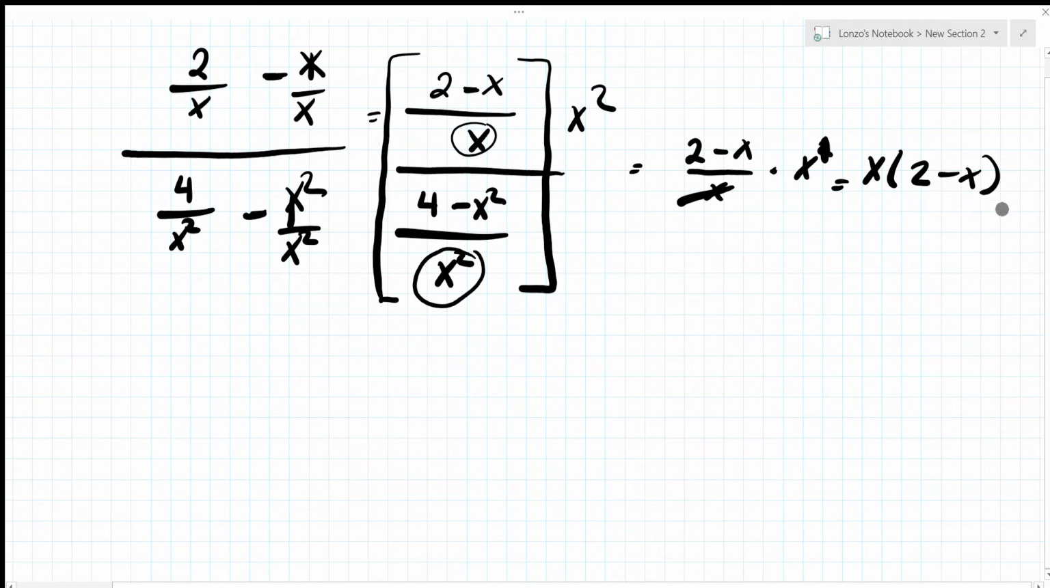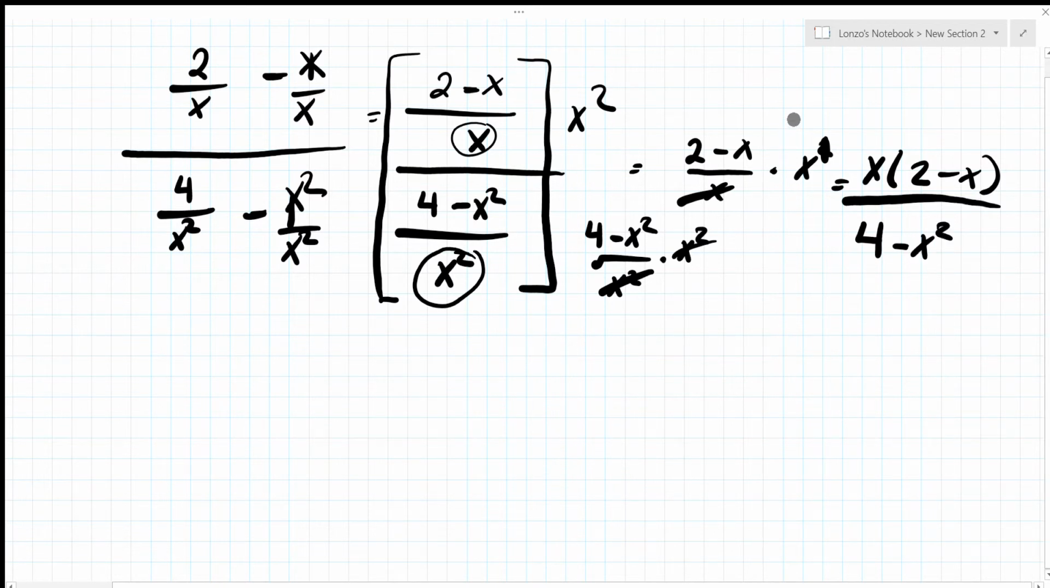So that's our new numerator. Let's figure out what is our denominator. So like I said before, we have to multiply top and bottom by this x squared. So it's like saying 4 minus x squared over x times x squared. So what do you know about x squares? They cancel. So you're just left with 4 minus x squared. Now, I'm not going to distribute this x first because I'm going to figure out if something can be more simplified. So I think this is the most simplified it can be.